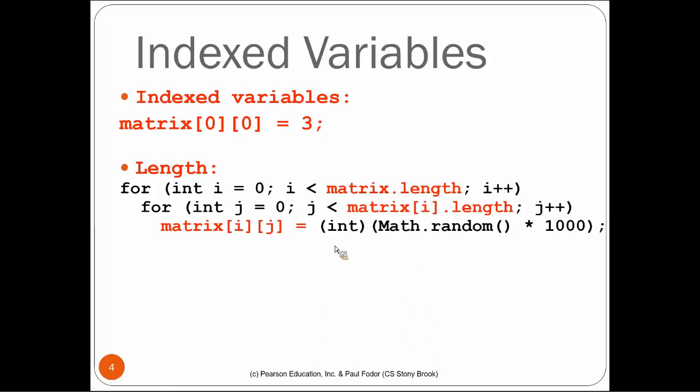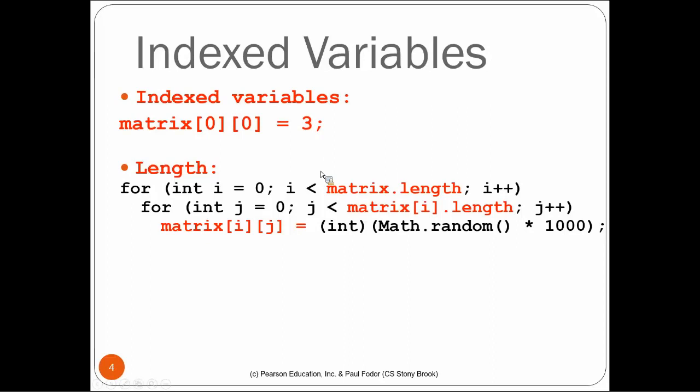So for instance, if we want to iterate over the elements of the matrix, we can first iterate over the rows for every index i from 0 as long as i is less than the length of the matrix. The length of the matrix gives us the number of rows. And for every row, for every integer j from 0 to the length of the current row, so matrix[i], since i is given, gives us one row, and .length gives us the length of that one row. Matrix[i][j], the row i and column j, is assigned a random value between 0 and 100, not 1000, not included.